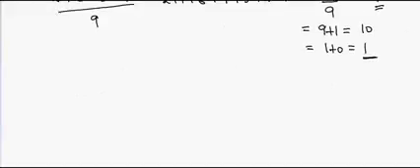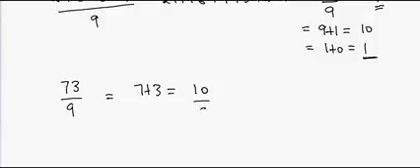Another example, a much easier one: if I have 73 and I want to divide by 9, we know that 7 plus 3 is equal to 10, and if I divide it by 9, my remainder will be equal to 1.